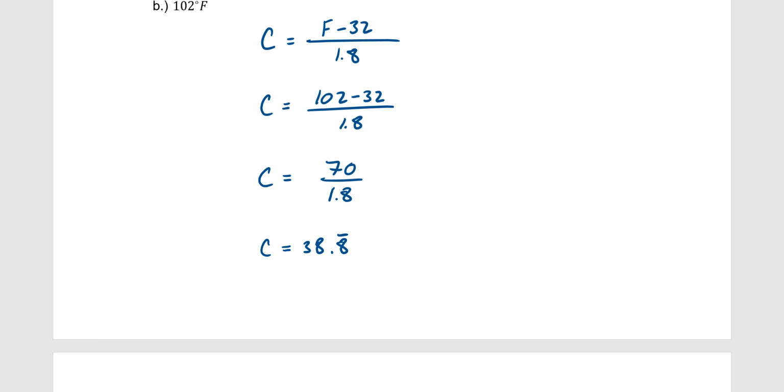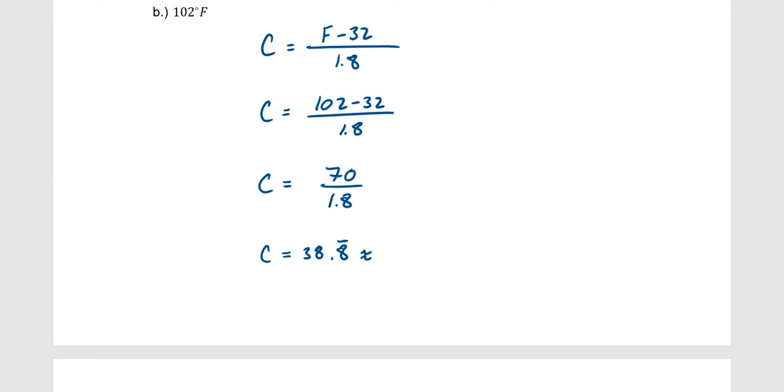38.8 repeating, which according to the directions it said round to the nearest tenth. That would be 38.88888. So rounding that to the nearest tenth would be 38.9 degrees. So for our final answer, we would get 38.9 degrees Celsius.